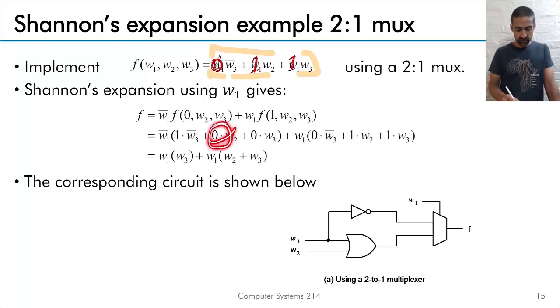0 and anything is killed. 1 and something goes there. 1 and W3 goes there. And voila, that's it.